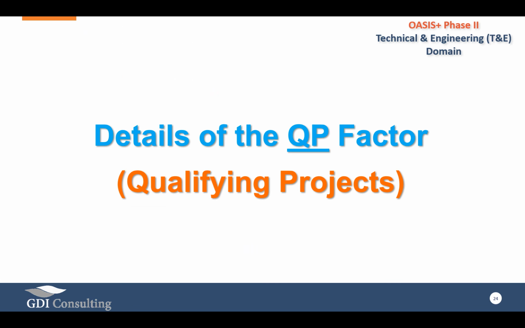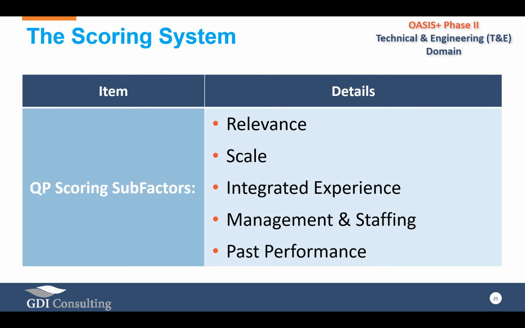Which are the main score factor. So the QPs themselves have 5 sub-factors: relevance, scale, integrated experience, management and staffing, and past performance. Remember, I said you're supposed to provide 5 contracts or 5 QPs. Now, each contract is weighed against these 5 factors, or sub-factors, I should say, and then you get points for it, depending on the relevance and scale, and I'm going to go into details of them. You get points for each of the 5 contracts that you have.